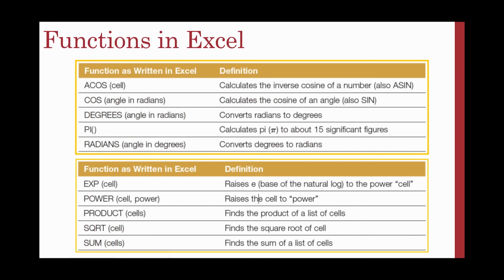So what are some common functions in Excel? Well, we have acos of a cell, which calculates the inverse cosine. There's also asin. We have cosine and sine, which calculate with the angle in radians. We have degrees, which converts an angle from radians to degrees. We have pi, which again you have to have your parentheses next to, and radians, which will convert an angle from degrees to radians. We also have the exp function for exponential. We have power, which will raise a cell to a power. We have product, which will take the product of the list of cells. We have the square root, and we have the sum.